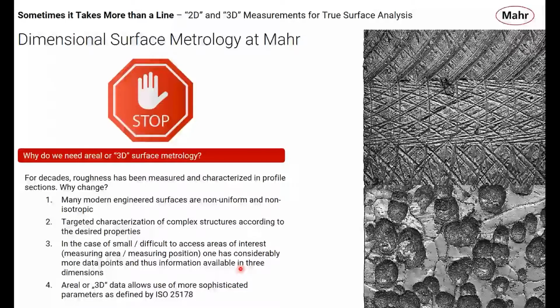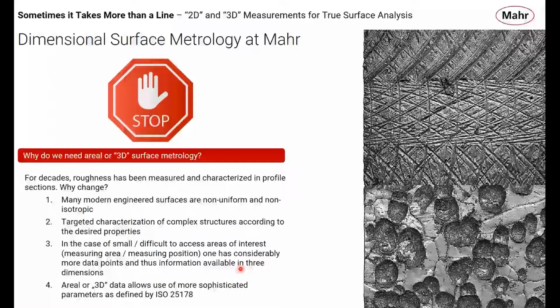Well, there have been a lot of manufacturing advances in both subtractive and additive manufacturing that have made some big changes. So we see many, many more non-uniform, non-isotropic functional surfaces that are designed to be non-uniform, to have very specific features on them. And a single profile trace isn't enough for that, or it may not capture that completely. That's the biggest reason. It's a big reason, but we'll look at some details of that.